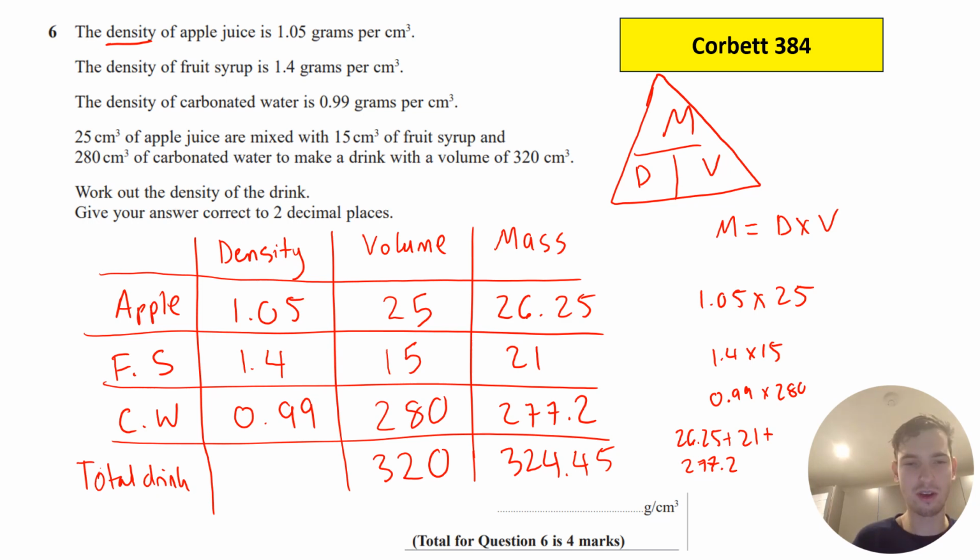Now to work out the total density, let's just write the equation for density. So cover up D, and I have mass over volume. So I'm going to take my mass, which is 324.45, divide it by my volume, which is 320. And it wants it to 2 decimal places, so 1.01 to 2 decimal places. So actually, pretty straightforward question, as long as you lay out your working carefully in a table. Let's keep going.